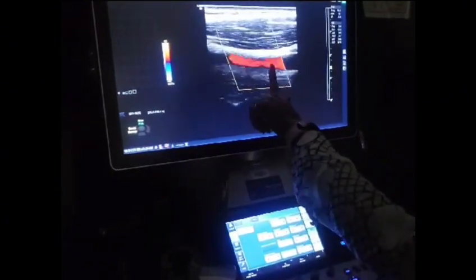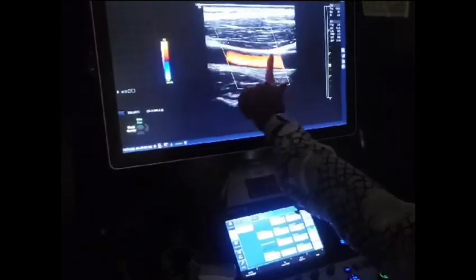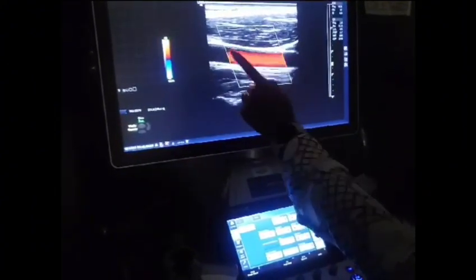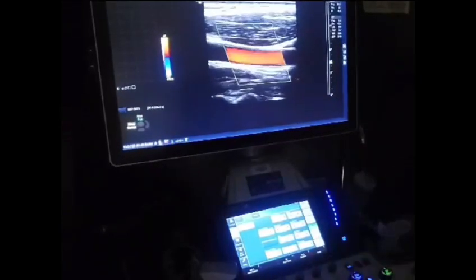But another thing is this. This is the carotid. Blood is flowing towards the brain. The brain is here. This is the head of the patient. Blood is going this way. But then I have my box steered this way, meaning the box is steered opposite the direction of flow. So that is a positive Doppler shift.